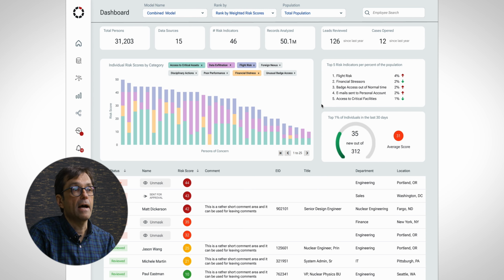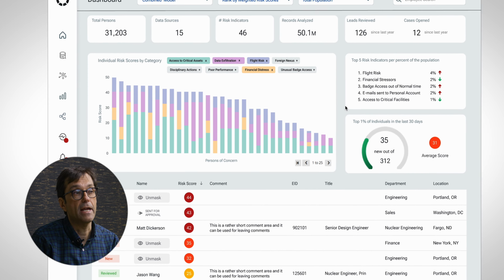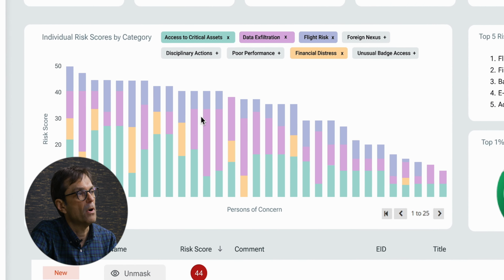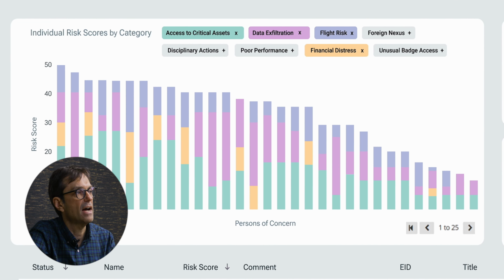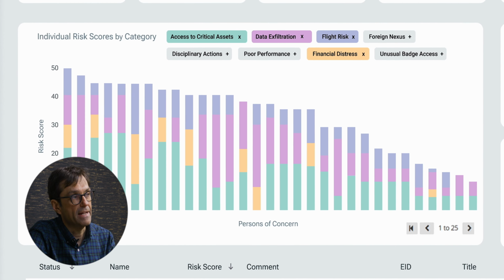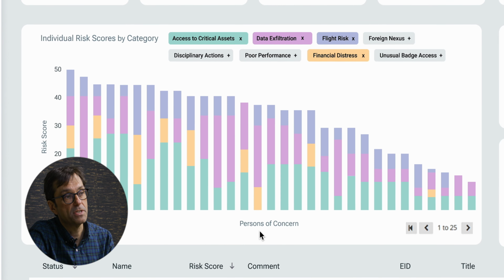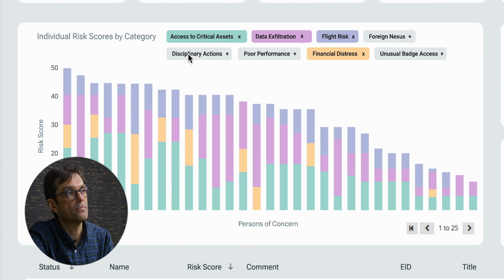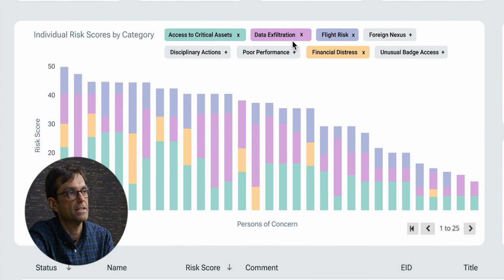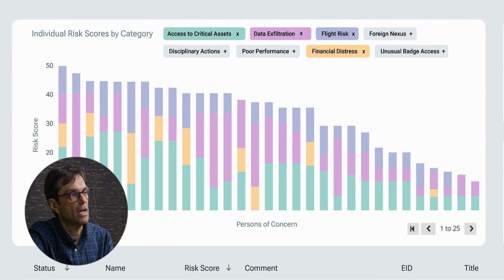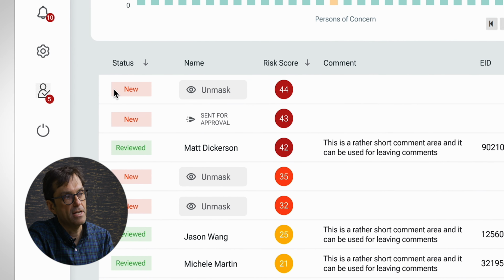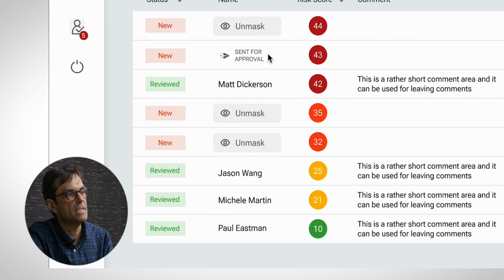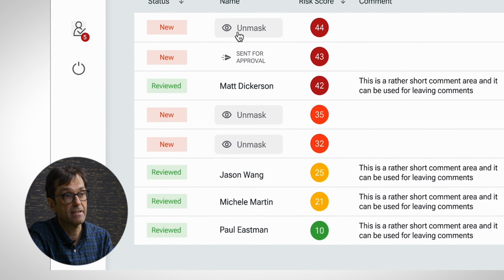And then in terms of identifying individuals to be able to intervene prior to that hostile act starting, you would start at these bar graphs, and this identifies individuals, my top 25 individuals, persons of concern, against these particular risk indicator categories. For example, access to critical assets, data exfiltration, financial distress, flight risk. This first person here is listed in this table of those individuals. You can see that their name is masked.